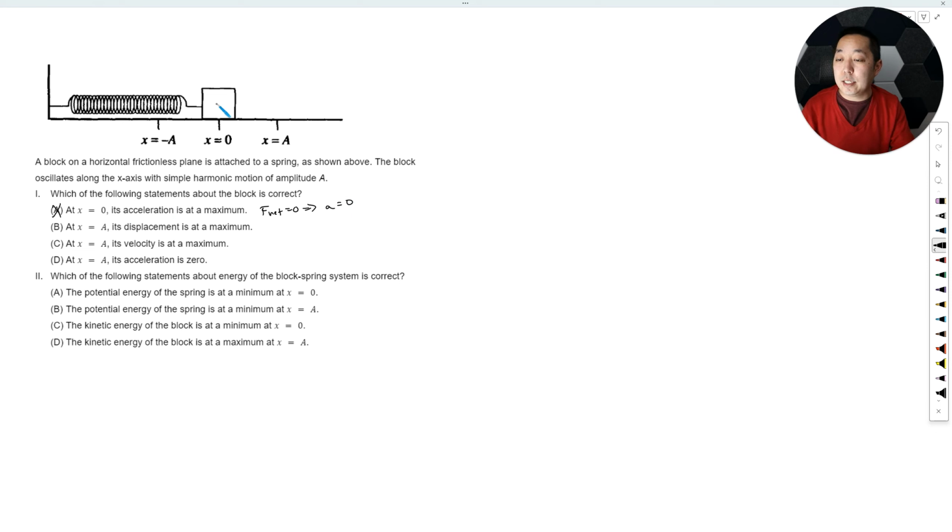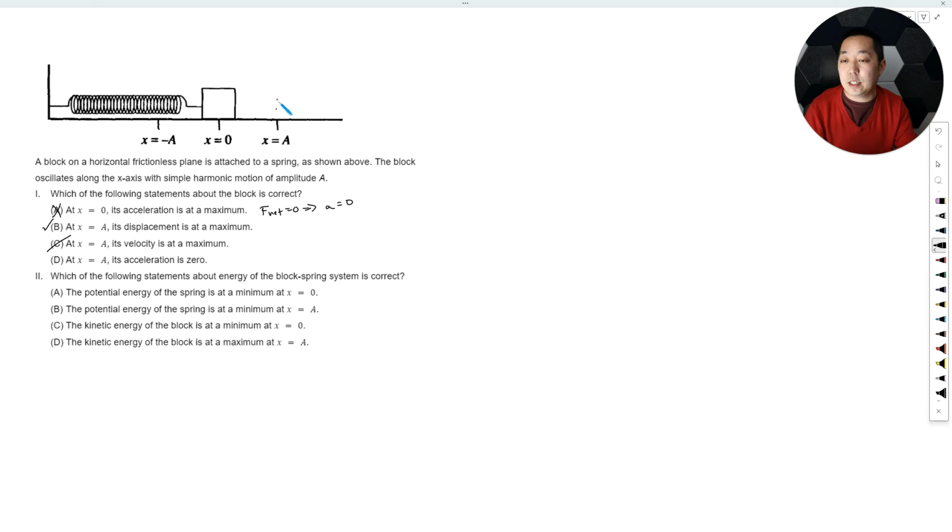At x equals A, its displacement is at a maximum. That is true. It's stretched the most, so that one's good. At x equals A, its velocity is a maximum. No, remember when it's fully stretched at the end, it's all spring potential energy because the spring is fully stretched. So all the energy is in the spring, so there's no kinetic energy, which means it can't be moving.